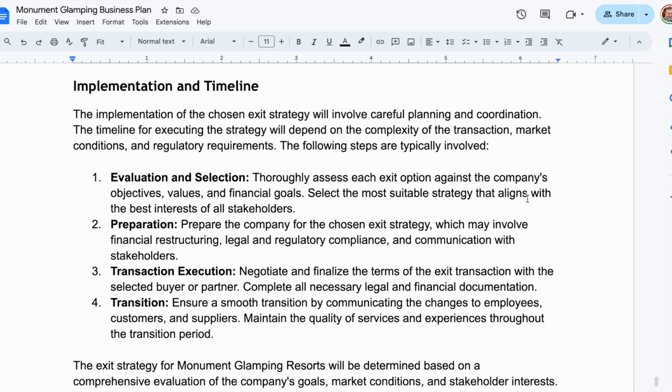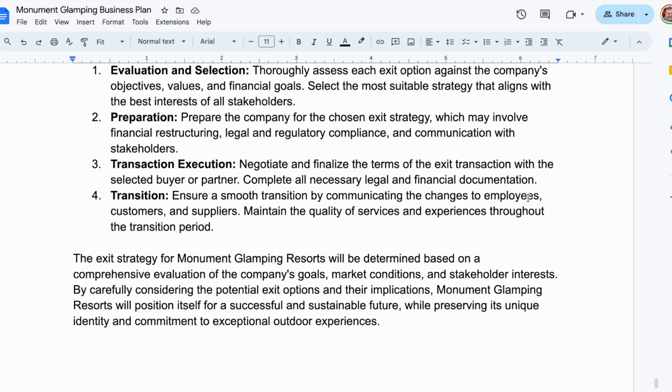Implementation and timeline. I actually put this all into ChatGPT and it spit it out, and I just edited it to fit Monument Glamping. I guess these are all things that I have to seriously consider for executing a strong exit strategy. That's quite the document, isn't it? I'm quite proud of it, and you should be proud of your document too as you build it. Even if you are cutting and pasting a lot of the information into your document, I want you to be very proud of what you put together.